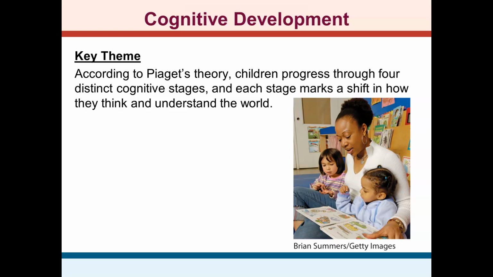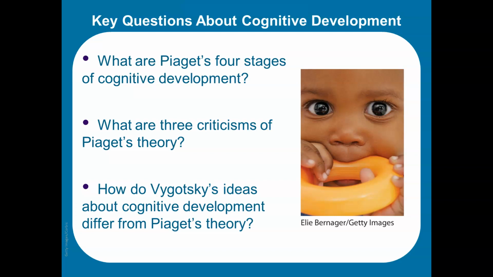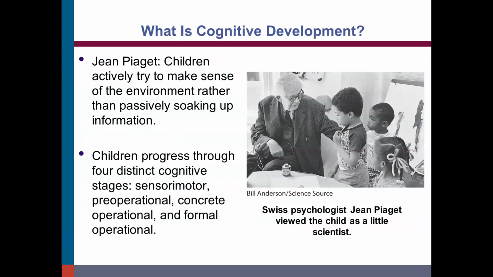And so as a result of his research, he proposed different cognitive stages. There are four stages of cognitive development according to Piaget, and we'll take a look at those. Here is Piaget right here. Basically, as a result of his studies, he observed that children try to make sense of the environment.